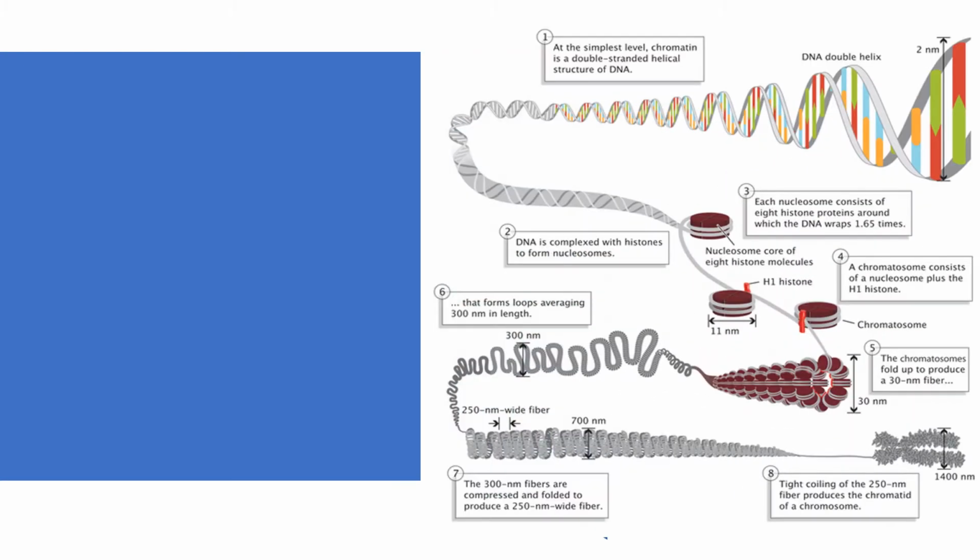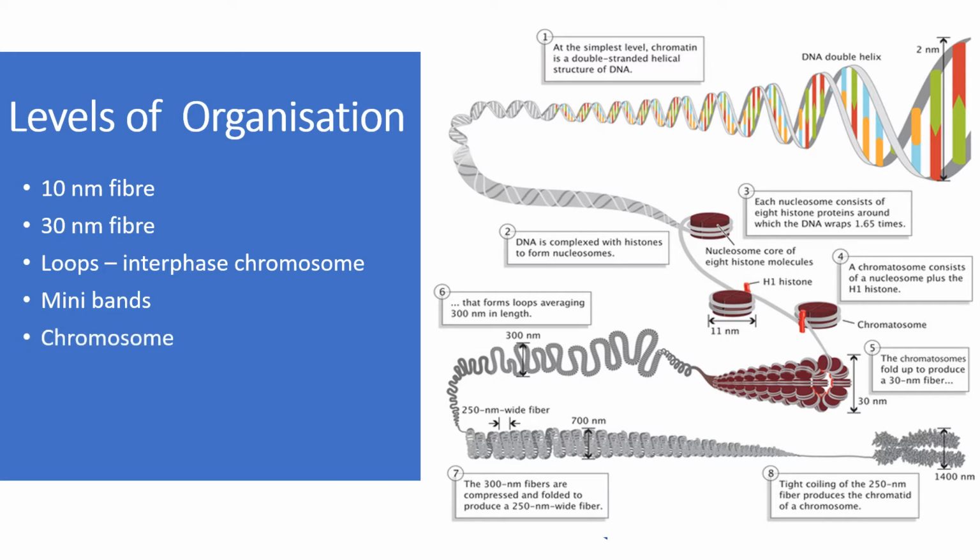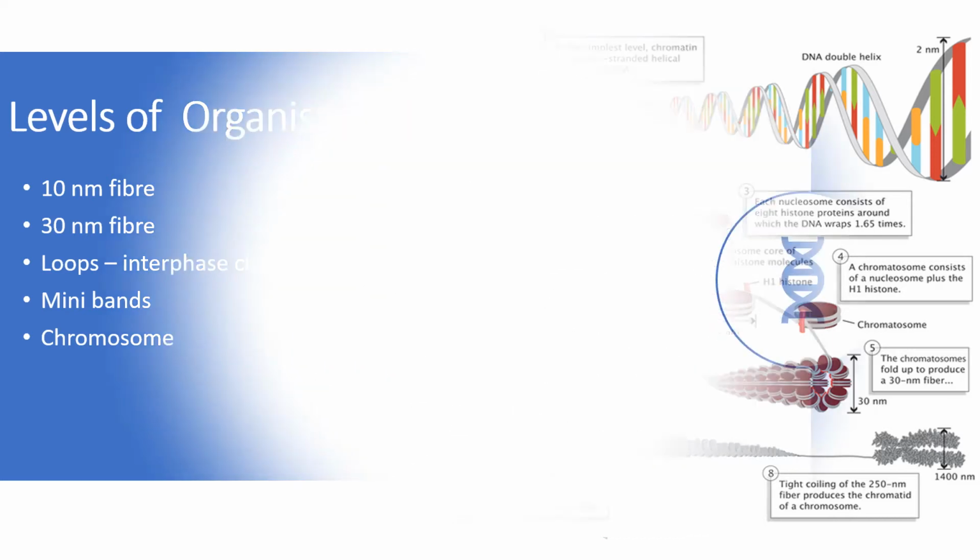So the organization of genes takes place in 5 sequential steps. First a 10 nanometer fiber is formed, followed by a 30 nanometer fiber which folds to form loop-like structures. These loops arrange to form mini bands and these bands arrange to form a chromosome. So from a 10 nanometer fiber till the chromosome, there is nearly 1000-fold compaction of the DNA. That is, the size of the DNA is reduced nearly 1000 times.